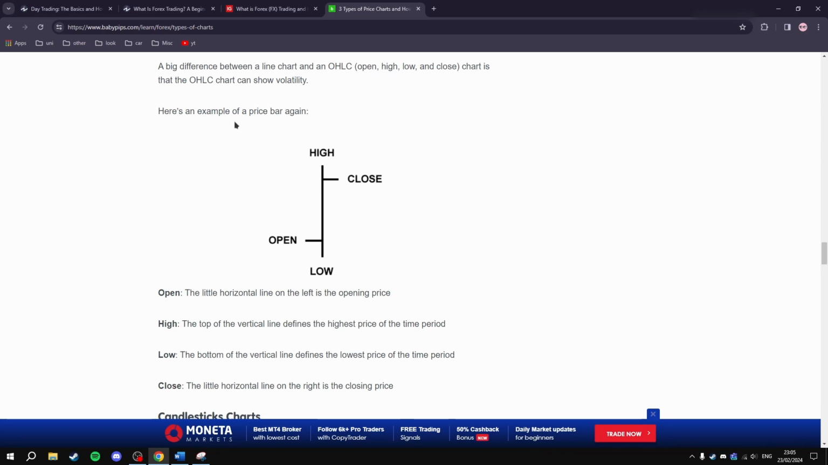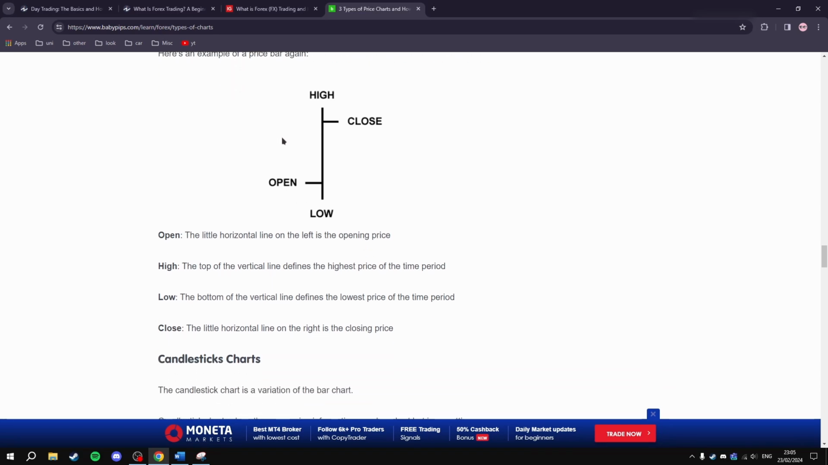Here's an example of a price bar again. Open, the little horizontal line on the left is the opening. The top of the vertical line defines the highest price of that time period. The bottom of the vertical line defines the lowest price for that time period. The little horizontal line on the right is the closing price.